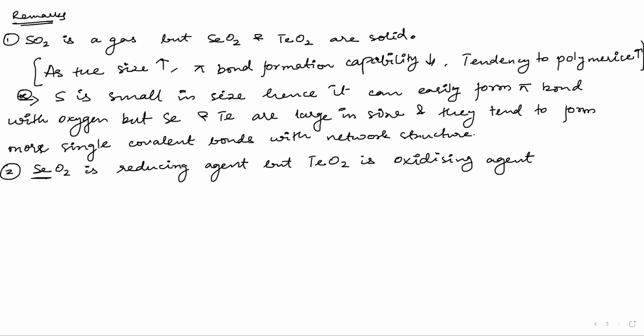So what is happening? Selenium's higher oxidation state is more stable. Now this is the reason that is from the inert pair effect, okay? Because Te is down the group and selenium is above it. That is stability of +6 oxidation state.